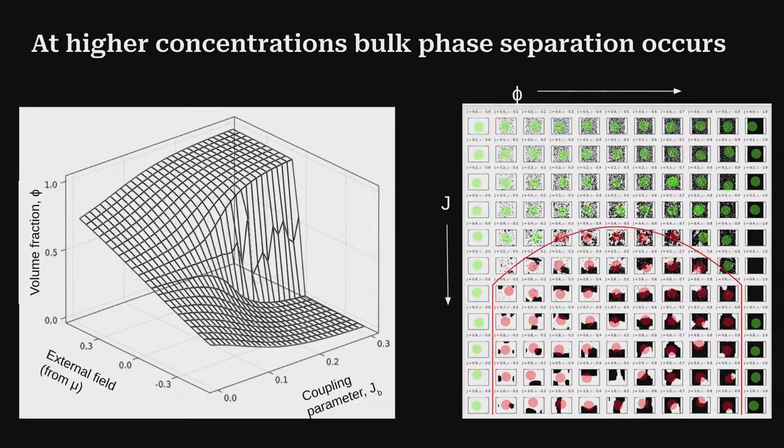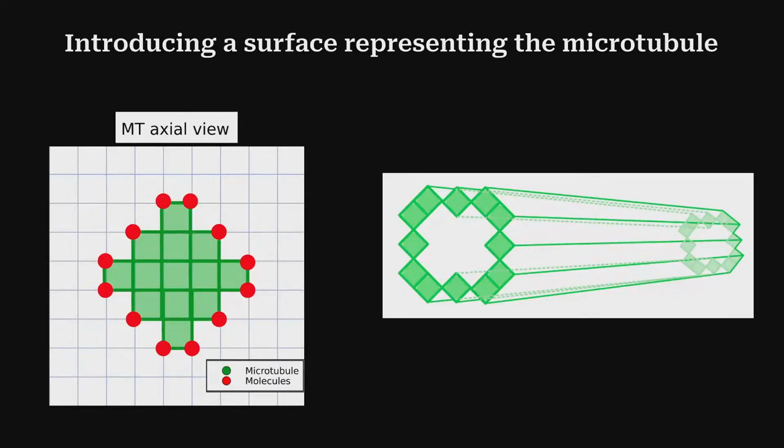First, of course, with lattice models we can do simple phase separation, so you get the now familiar binodal and you can get these phase diagrams, but this is all in bulk at higher concentrations. And now when we introduce a surface, respecting the geometry of a microtubule, then what do we get?